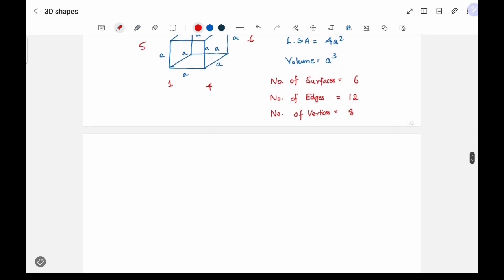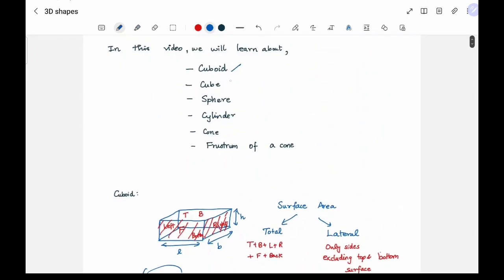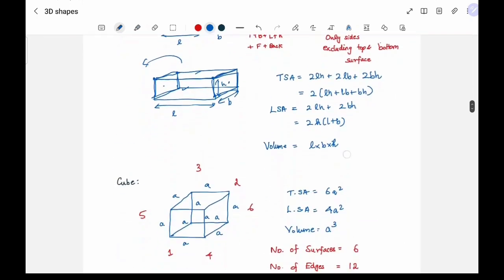Okay. So next we'll see about the sphere. Cuboid and cube are done, now we'll see about the sphere.